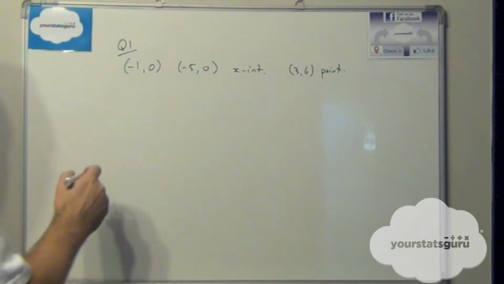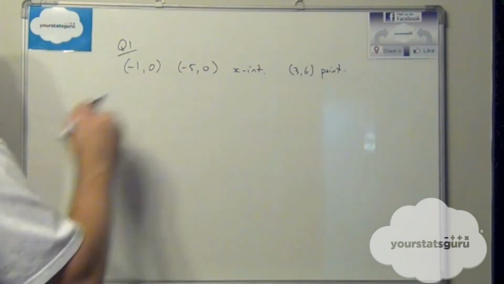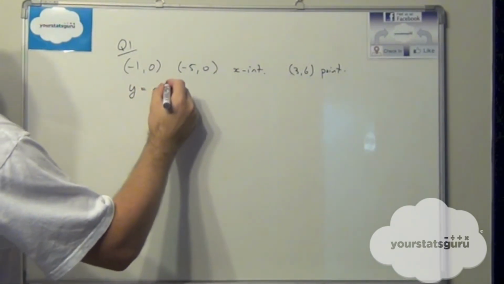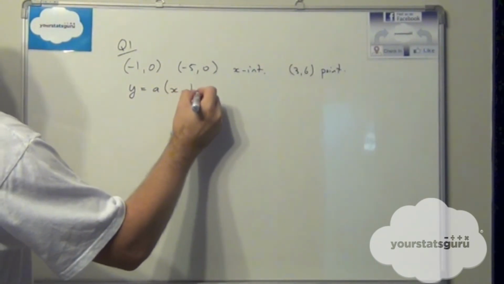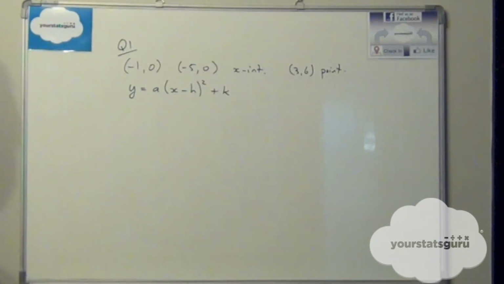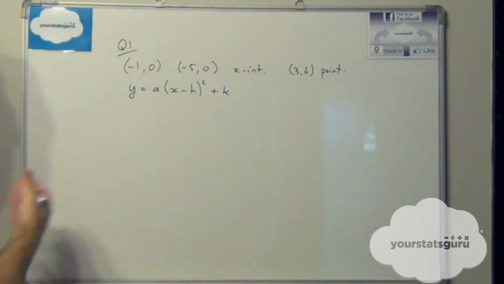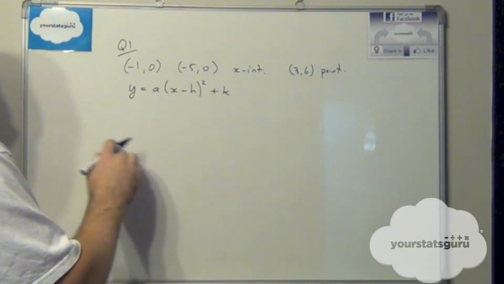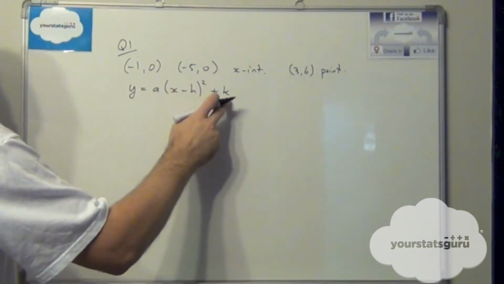Well, the equation of a parabola, when we're given this kind of information, is best found by using the turning point form. So we have a(x - h)² + k as our general formula. And what we want to know, using this information, is the values of a, h and k.